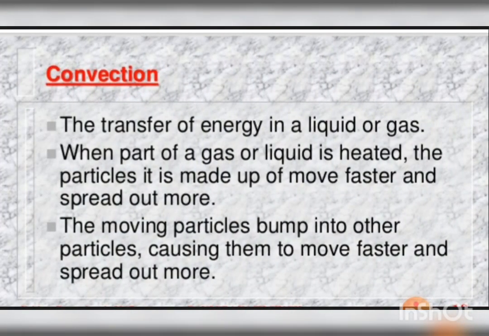Convection is mainly transfer of energy in a liquid or gas. When a part of a gas or a liquid is heated, the particles it is made up of move faster and spread out more. The moving particles bump into other particles, causing them to move faster and spread out more. This way convection takes place. Water starts boiling at the lower point first because heat is transferred there first, and then the particles bump into the other particles, causing them to move faster, and this way the heat gets transferred.